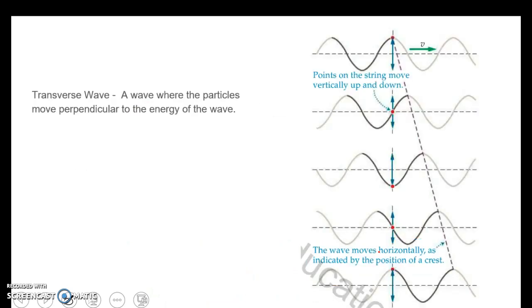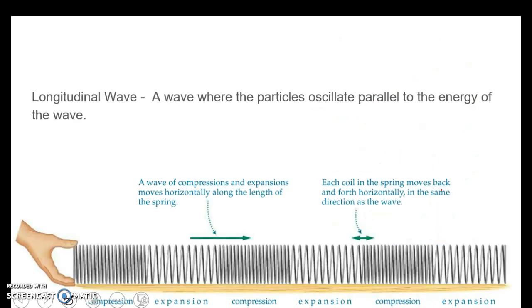First type of wave is a transverse wave. It's a wave where the particles move perpendicular to the energy. So the particles move up and down, the wave travels this way. Particles move up and down, wave travels that way. So transverse waves: the particle moves up and down, but the wave moves perpendicular to the particles.